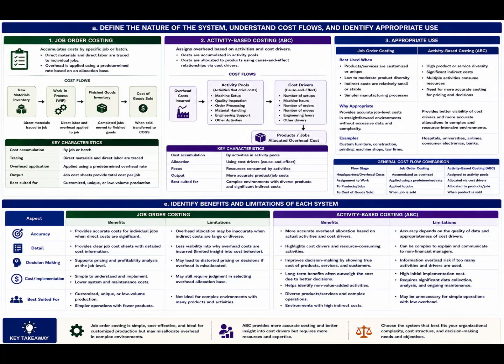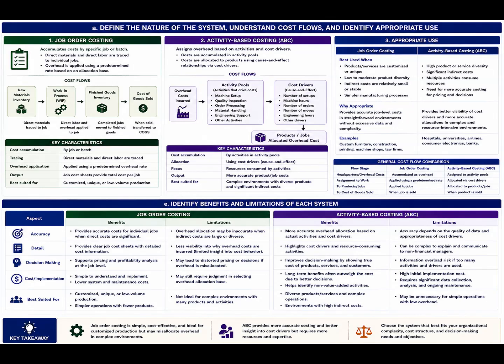Activity-based costing, ABC, assigns overhead based on activities and cost drivers. Costs are accumulated in activity pools and allocated to products using cause and effect relationships. Appropriate use differs by environment. Job order costing suits customized production, while ABC is valuable in complex settings with diverse products and significant indirect costs.